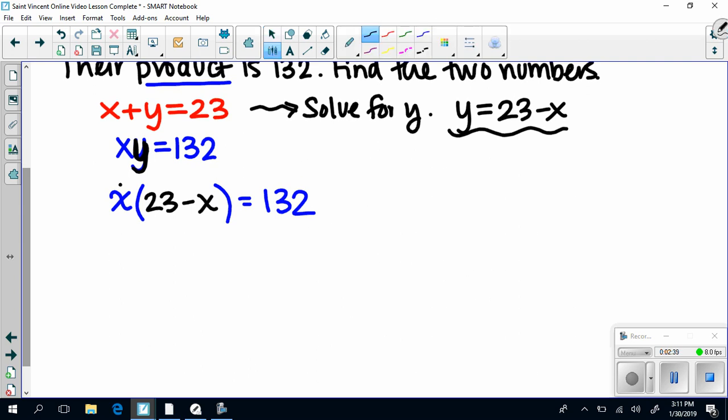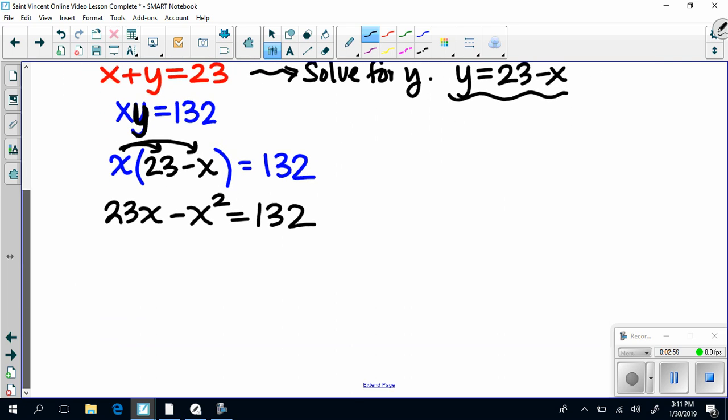If I take a look at this equation, it does have multiplication in it, or the distributive property. So x times 23 is 23x. x times negative x is negative x squared. Notice the x squared. The x squared makes this a quadratic equation, which makes this chapter. So the rule for x squared is to set this up so that it looks like a trinomial and that it equals 0.